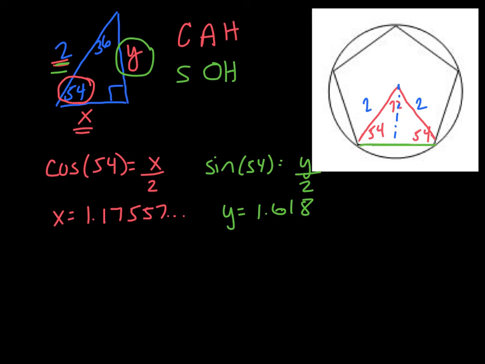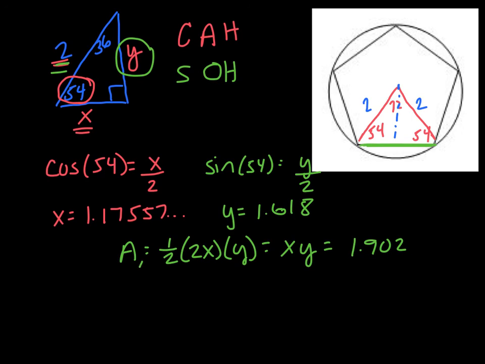Now that we know x and y, we can go ahead and find the area of that one triangle. The base of the triangle is actually 2x, so area is going to be 1/2 the base, which is 2x, times the height, which is y, and that 1/2 and the 2 can cancel out, so basically we're just doing x times y. And if you do that, you should get, let's see on my calculator, I got 1.902, and that was the area of the triangle.